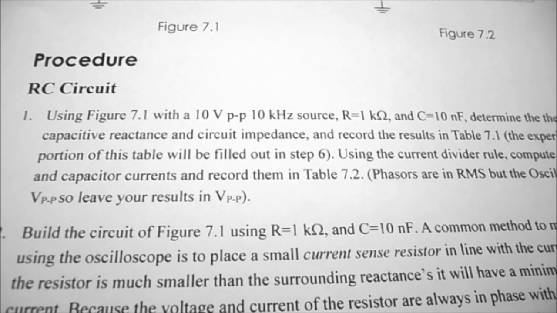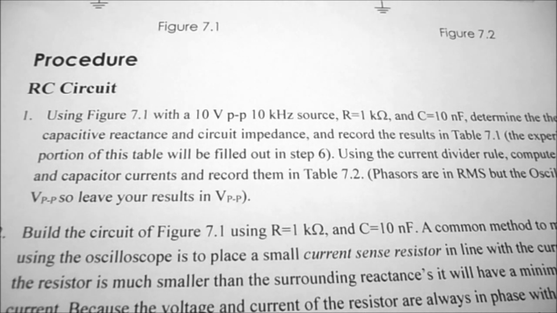So under procedure, step number 1 refers to the RC circuit. Using figure 7.1 with a 10 volt peak to peak, 10 kilohertz source voltage, R1 is going to be 1 k ohms and C is going to be 10 nanofarads. We're to determine the theoretical capacitive reactance and circuit impedance and record the results in table 7.1.